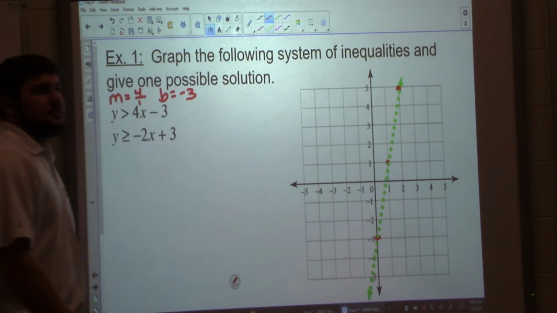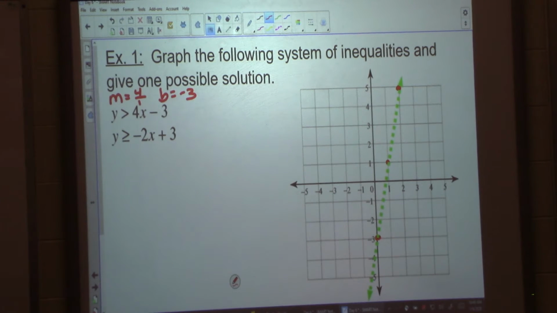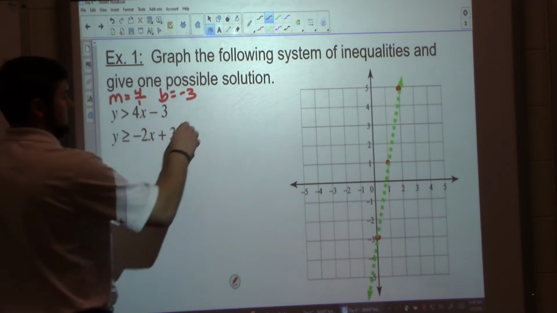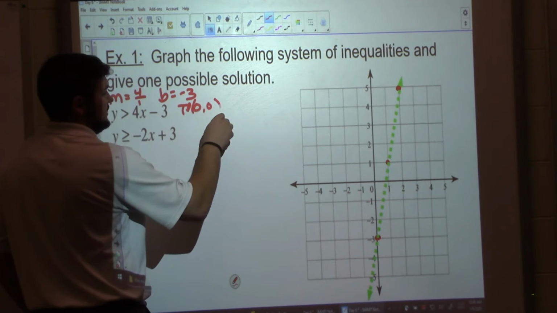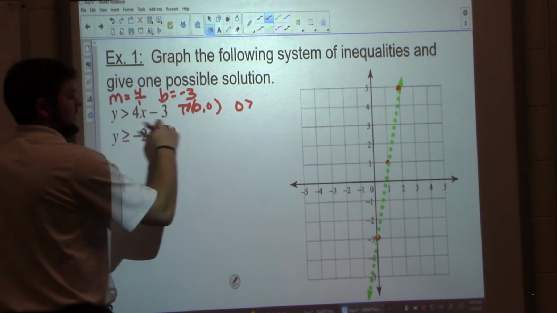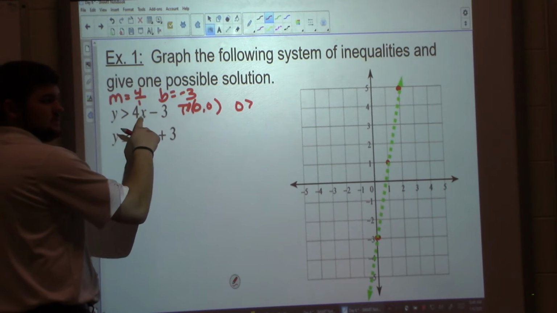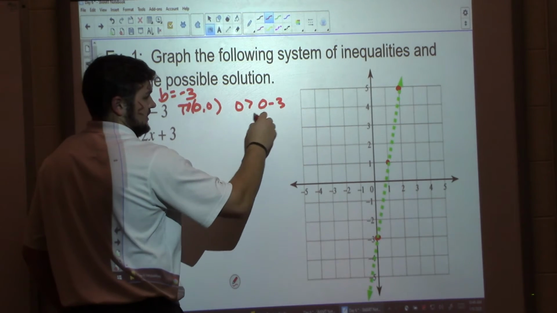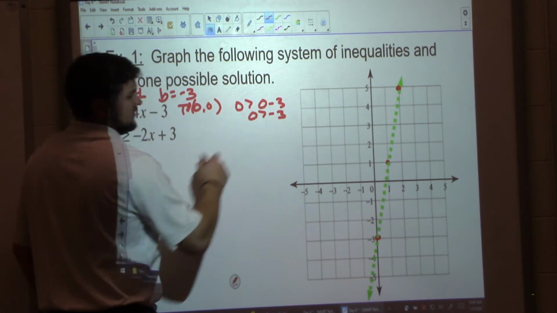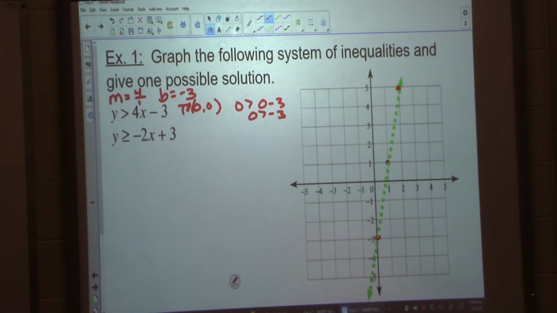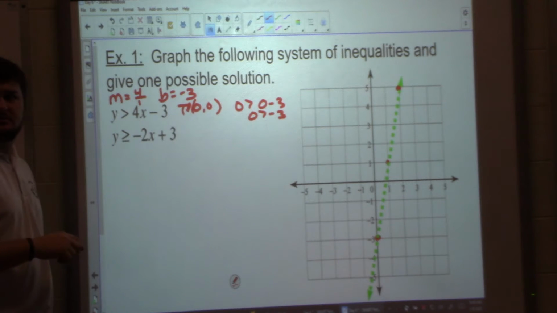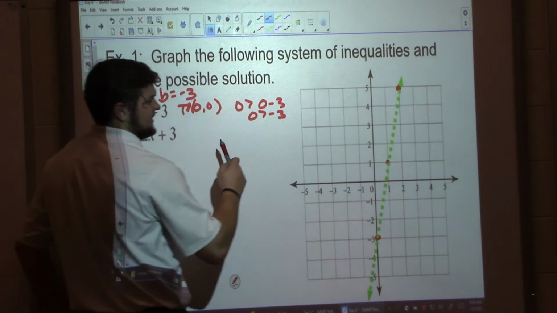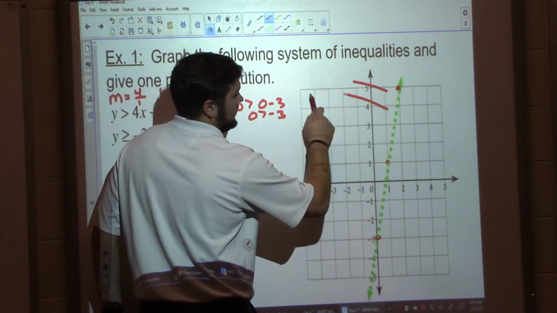And then I'm going to put a test point in to see which side I should shade. So test point, 0, 0. I get 0 greater than... what's 4 times 0? 0. 0 minus 3 is 0 greater than negative 3? Yes. You tell me negative 3 is bigger than 0? No, 0 is bigger than negative 3. So we're going to shade the side with 0, 0.